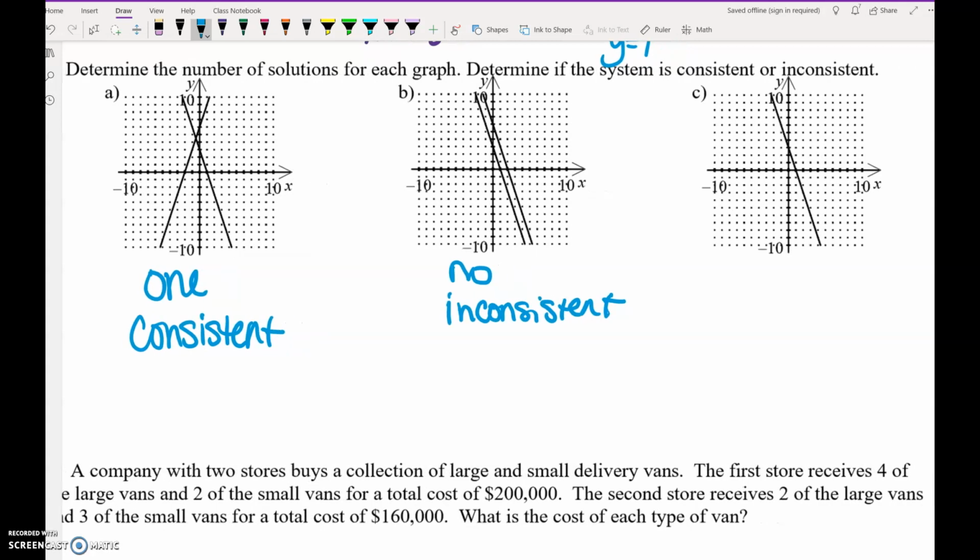And C, it looks like there's only one line. There's actually 2 lines. They're just right on top of each other, and that means that there are infinitely many solutions, and because there are solutions, it is a consistent system.